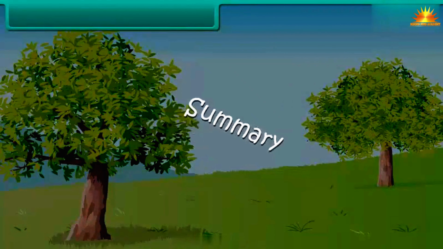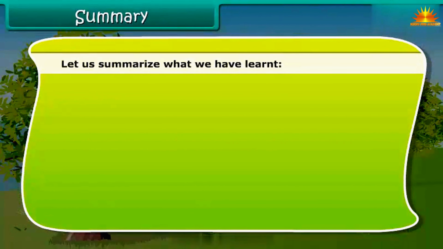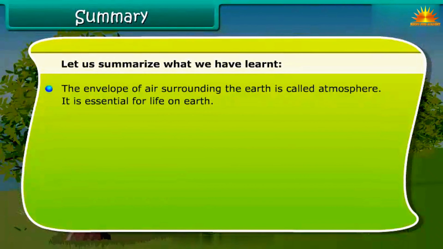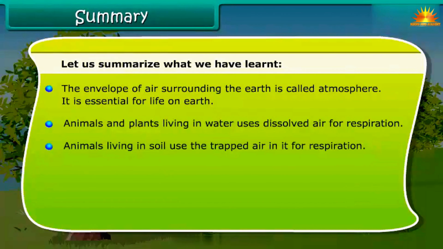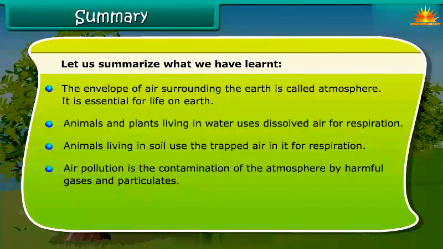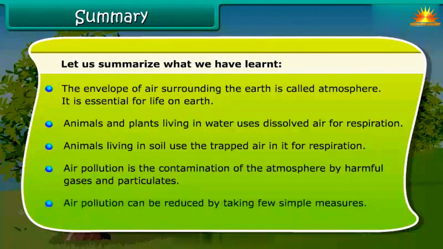Summary. Let us summarize what we have learned. The envelope of air surrounding the earth is called atmosphere. It is essential for life on earth. Animals and plants living in water use dissolved air for respiration. Animals living in soil use the trapped air in it for respiration. Air pollution is the contamination of the atmosphere by harmful gases and particulates. Air pollution can be reduced by taking few simple measures.